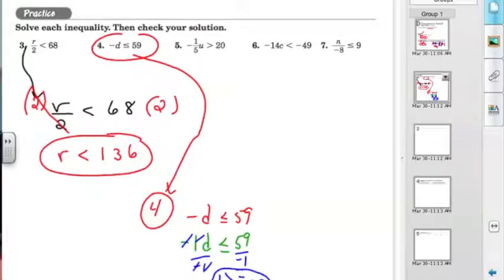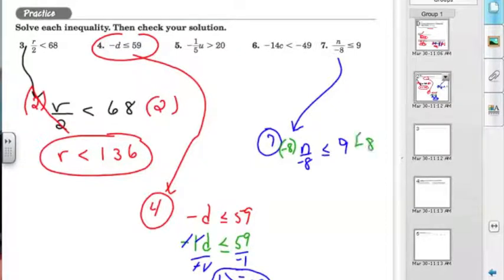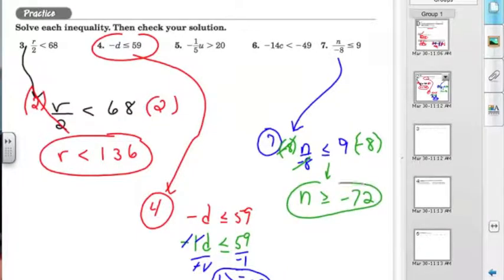Okay. Number 7. Interesting. Very similar to number 3. However, there's a negative in the denominator. We have n over negative 8 is, almost wrote the wrong sign, less than or equal to 9. All right, at this point, we want to get rid of that negative 8. That means we're going to multiply by negative 8 on both sides. The negative 8's cancel out. We have n on the left-hand side, and on the right-hand side was negative 72. But remember, you need to flip that sign. There you go.